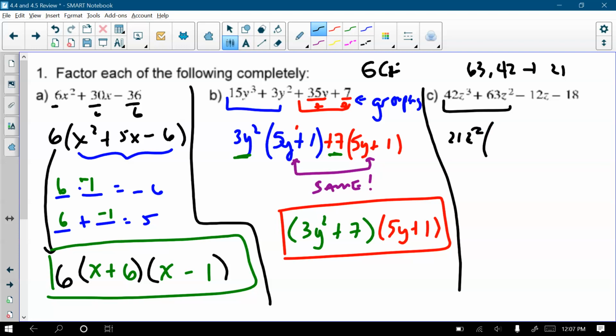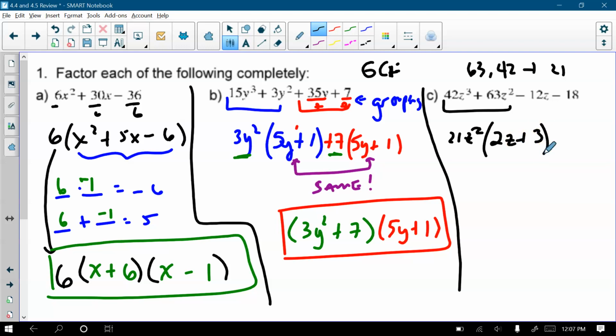Okay, so 21z squared. And then let's see what's left inside. When I divide 21 into 42, I get 2. Take 2 z's away from 3 z's, I'm left with 1 z. And when I do 63 divided by 21, I get a positive 3. And both z's were taken away.